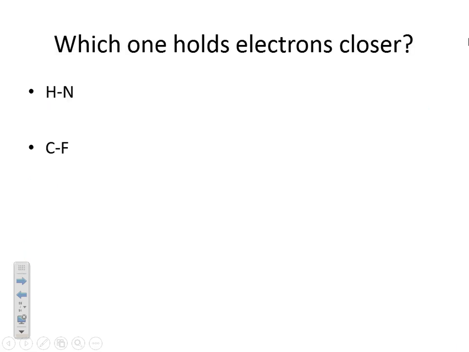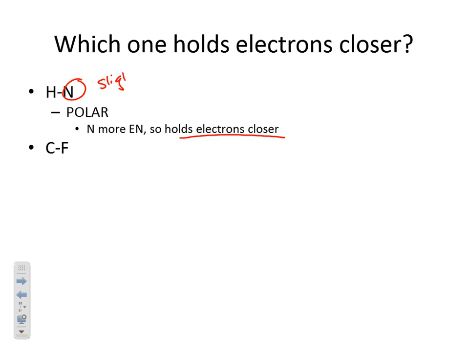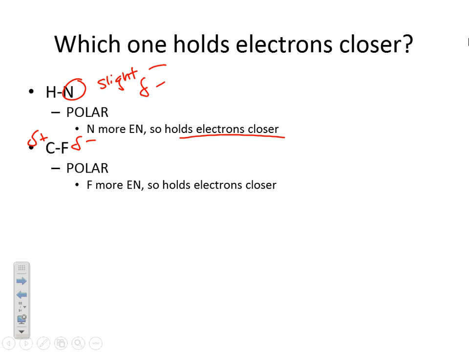Just a question: which one holds the electrons closer? We have two bonds here, H to N and C to F. Well, it's all based on electronegativities, so you're looking up in Table S which atom is more electronegative. Nitrogen is more electronegative than hydrogen, which means nitrogen is going to hold the electrons closer, so the nitrogen side is going to be slightly negative, or delta negative, like that. And with C to F, again, it's based on electronegativities. Fluorine is more electronegative than carbon, which means fluorine is going to hold the electrons closer. So I would put a slight negative next to the F and a slight positive next to the C.